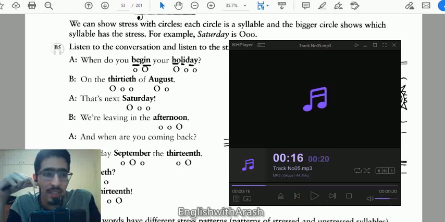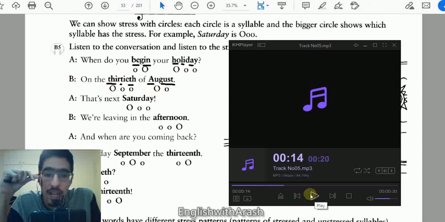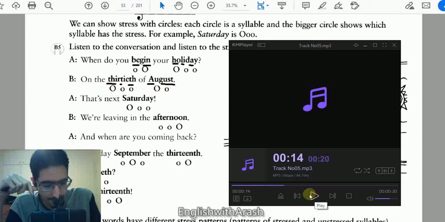Right? So in the next part, the person wants to answer. Look at this. On the 30th of August. So August, stress goes on August. And 30th, stress goes on the 30th. On the 30th of August. Your holiday. On the 30th of August, right?